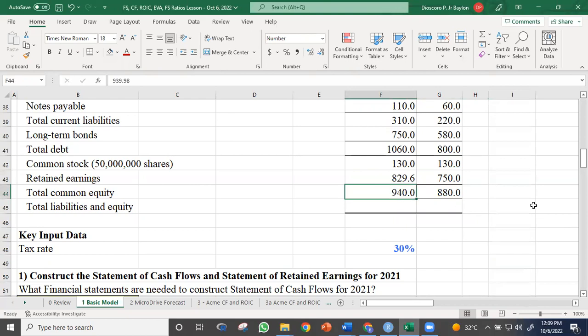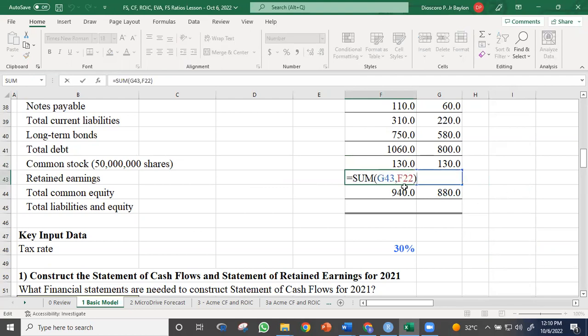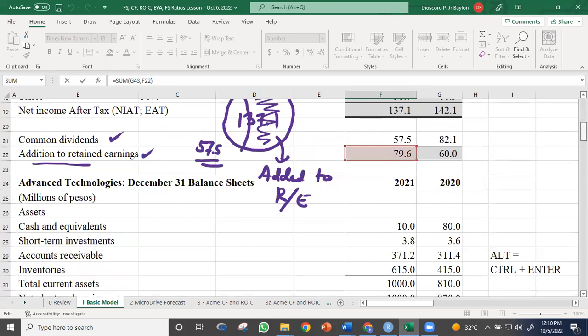Okay, but why is this wrong? It's 940. Wait. Sorry, this is the mistake, no? Sorry, I made a mistake, guys. I placed it in the wrong cell. So the common stock is still 170. And then the retained earnings, total common equity is 880. It should be whatever is the previous retained earnings, and then you add 79.6.